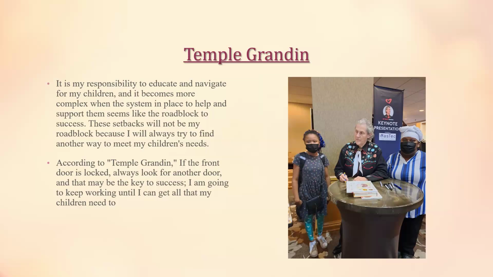So I feel like it's important that with these setbacks we navigate through them and get to the other side as much as we can. One of the key things that I took away from this presentation was Temple Grandin saying that she had so many obstacles in her life, and every time she would go to someone, it was a rejection. So she said, if the front door is locked, always look for another door. And that may be the key to success. And that's what happened for her.